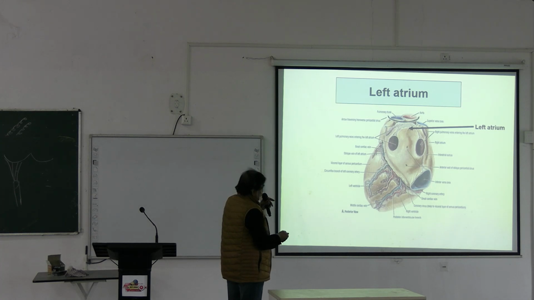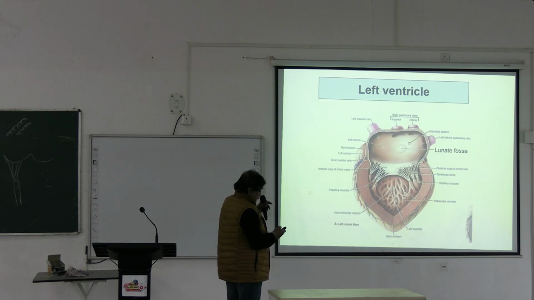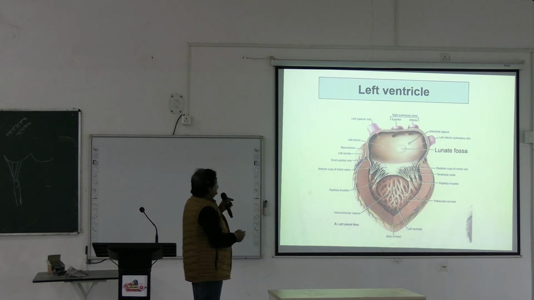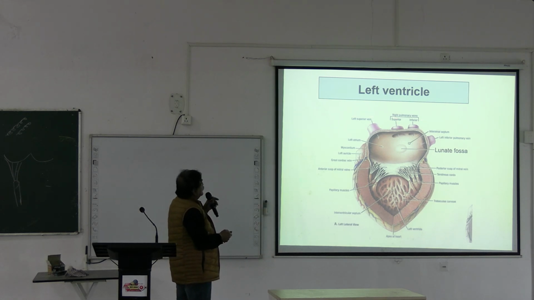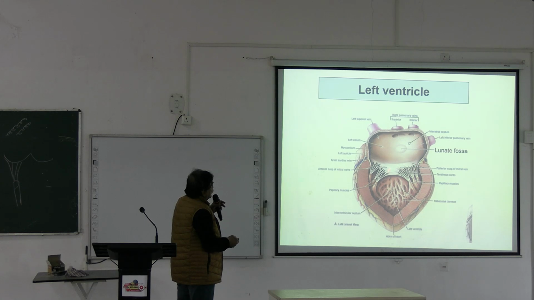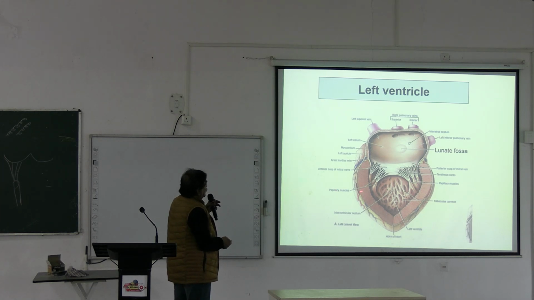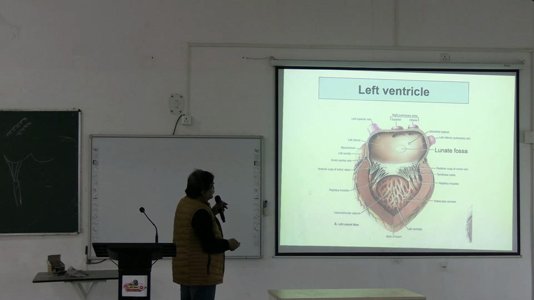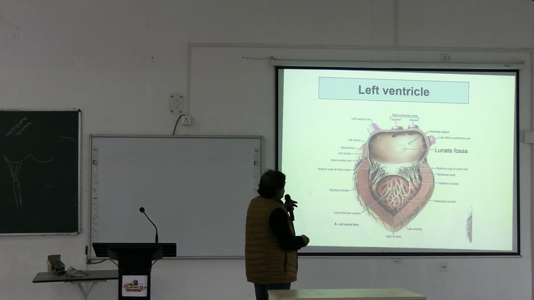Now this is the inferior vena cava. Now the left ventricle, you can see the left ventricle, and the right superior vein, the right pulmonary veins here, the left pulmonary veins, the lunate fossa, and this is the myocardium, the anterior cusp of the mitral valve, the posterior cusp of the mitral valve, the tendinous cords, these are the tendinous cords, the papillary muscles, these are the muscles, and this is the trabeculae carneae, this is the muscular interventricular septum, and this is the apex of the heart.